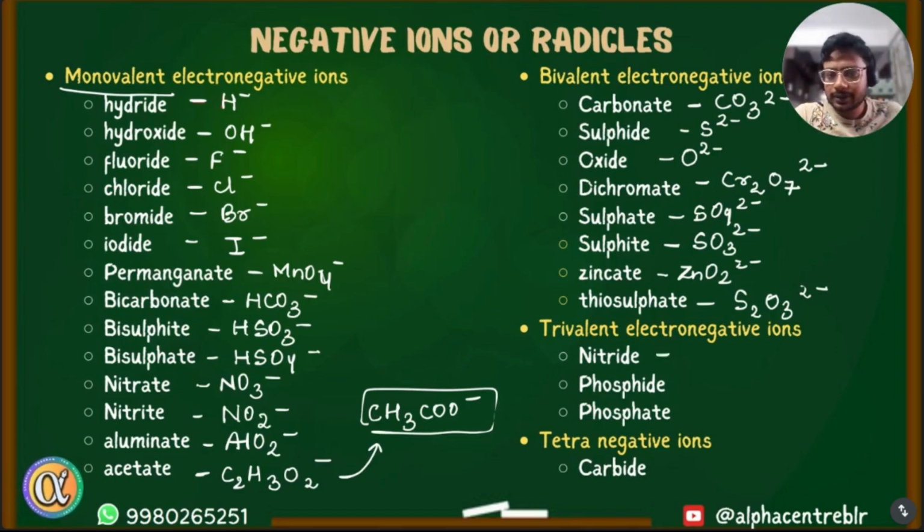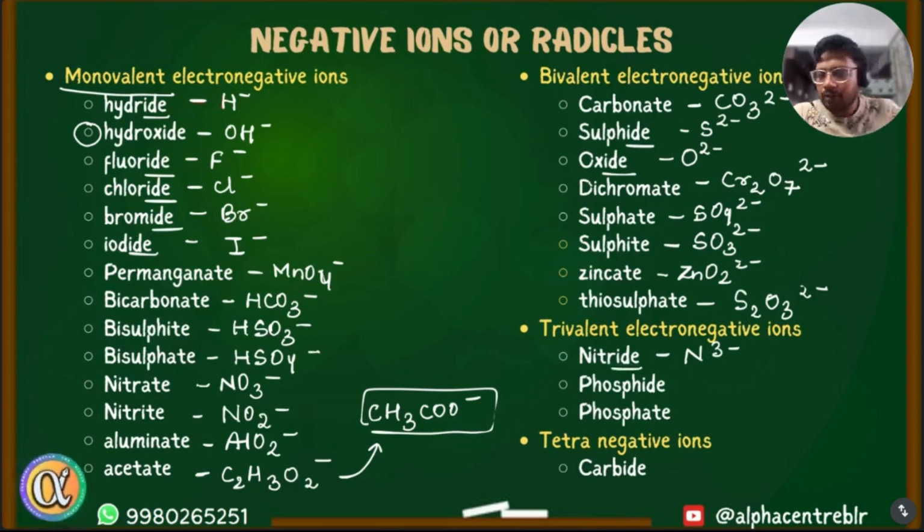N3 minus. See, here I would like to help you understand one very important pattern. Wherever you see ide, leaving the exception of hydroxide, like hydride, fluoride, chloride, bromide, iodide, whichever ends with ide, even oxide, sulfide, or nitride, in all of them you just see a single element. For example, in fluoride it's only one F with a minus one. In chloride, it's just a chlorine with a minus one.